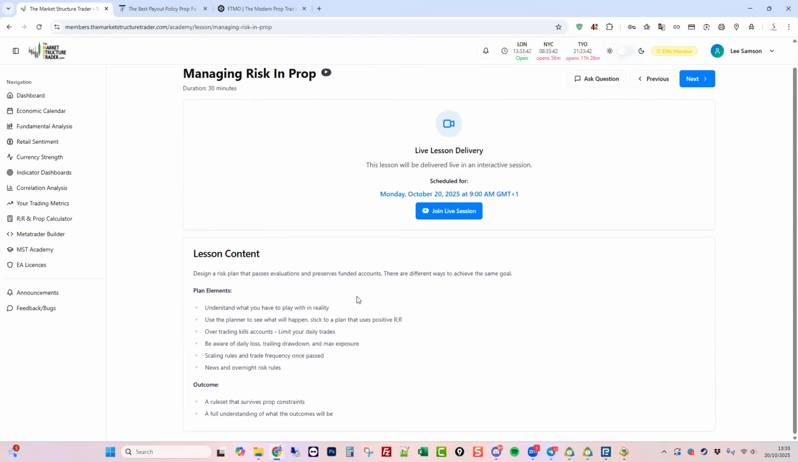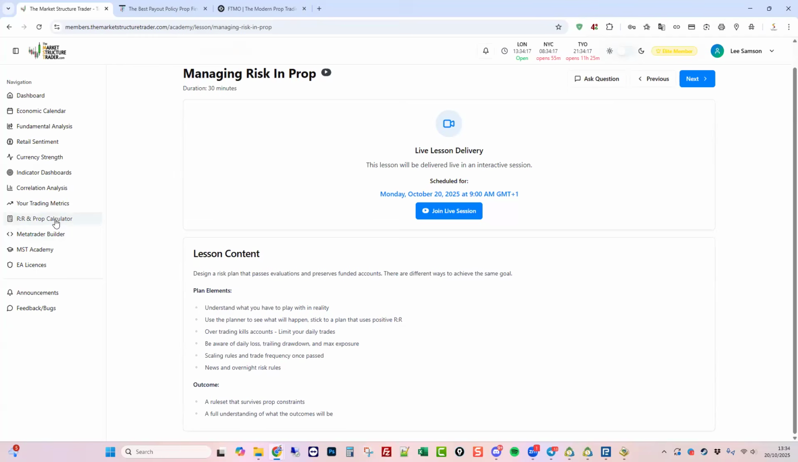So we're going to look at different ways to manage risk. There's a very different approach to passing an evaluation and managing a funded account. They often have very different rules, so you need to approach them in a slightly different way. So I'll explain basically how I do it with regards to risk. The plan elements, as I've called it here, are understanding what you have to play with in reality, using the planner to see what will happen, and sticking to a plan that uses a positive risk reward.